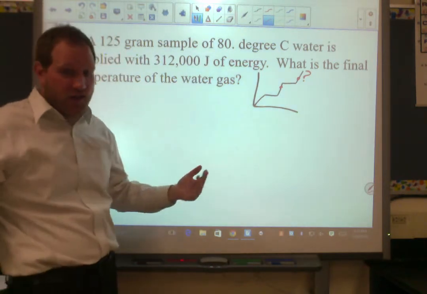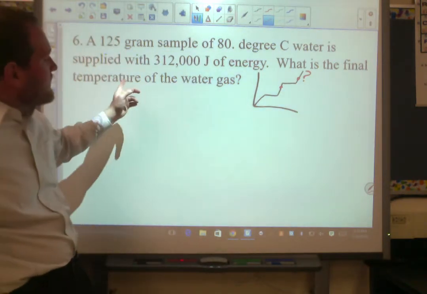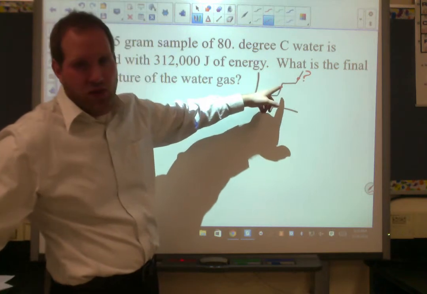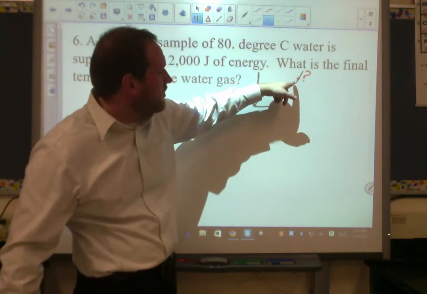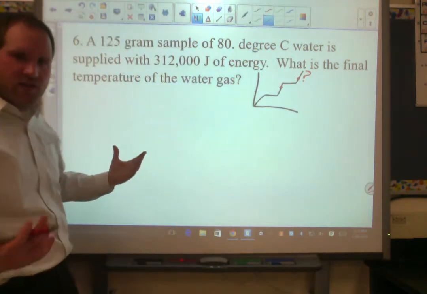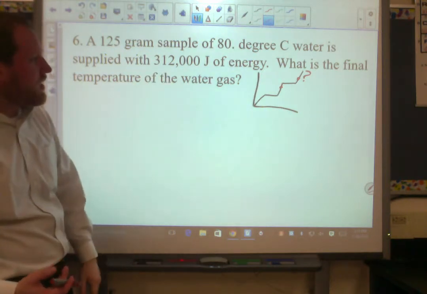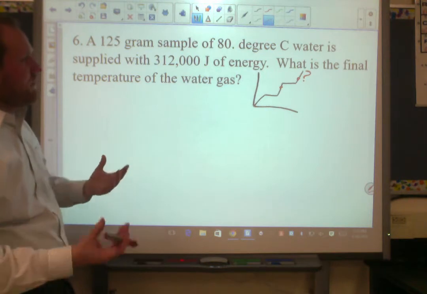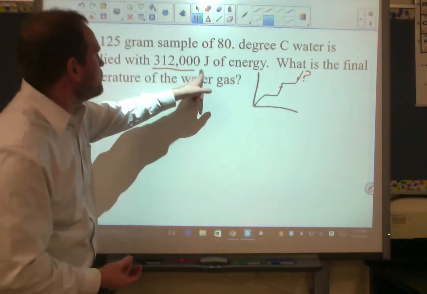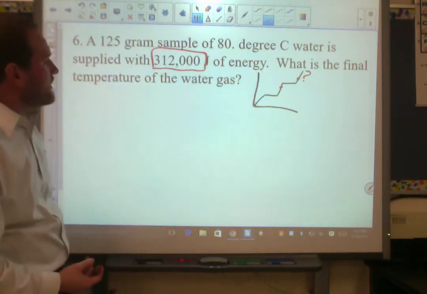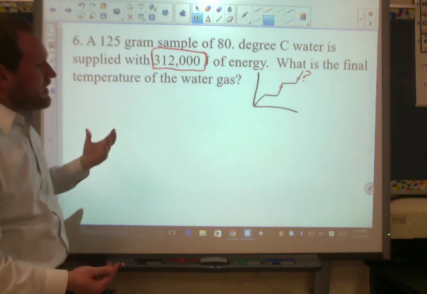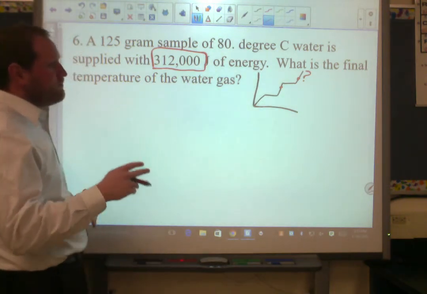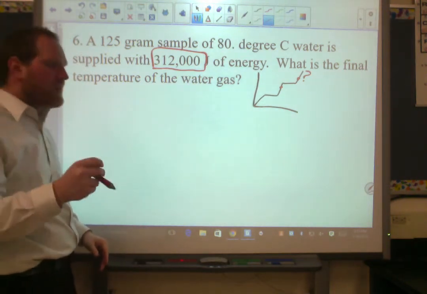Where exactly, I don't know. That's for us to figure out. But based on the phrasing, it's going to make it to the boiling point, and it's going to totally boil, and then it's going to heat up more, because if it didn't, I wouldn't ask it this way. So this is one of those problems where you need to see how much energy you have left. Basically, you're giving it one giant lump sum of energy, 312,000 joules, and that energy has to do 2 things before it can start heating up that gas.